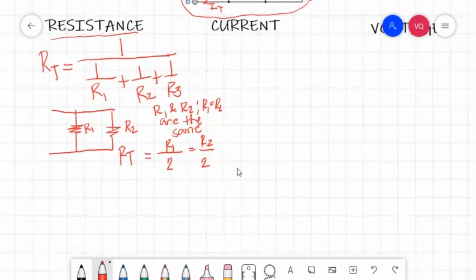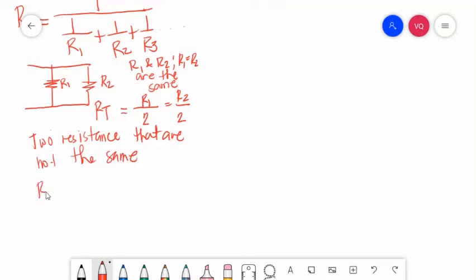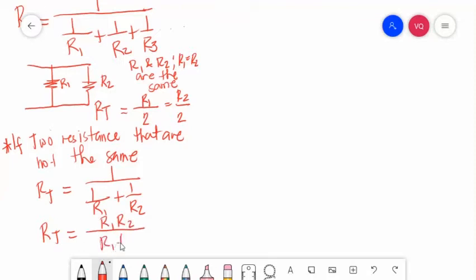Or, if you have only two resistances that are not the same, you can use total resistance is equal to 1 over 1/R1 plus 1/R2. Or, this is very useful: R1 multiplied by R2 divided by R1 plus R2. Memorize this one for two resistances. Okay?